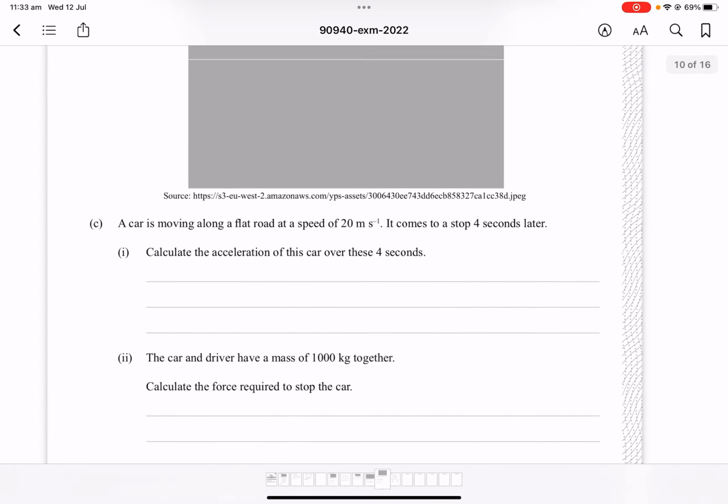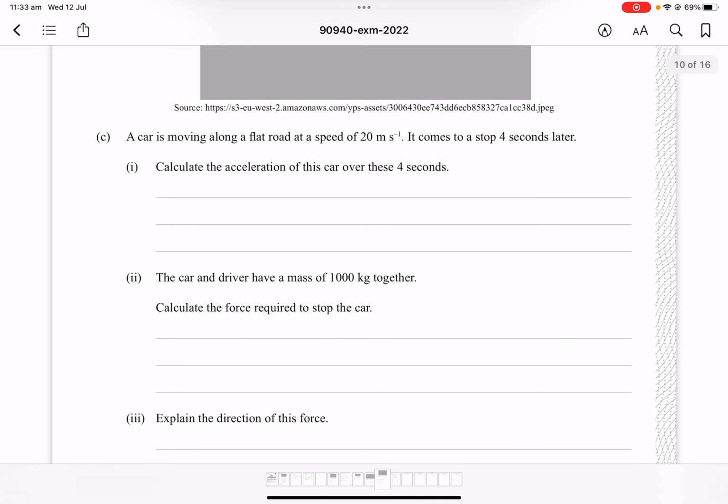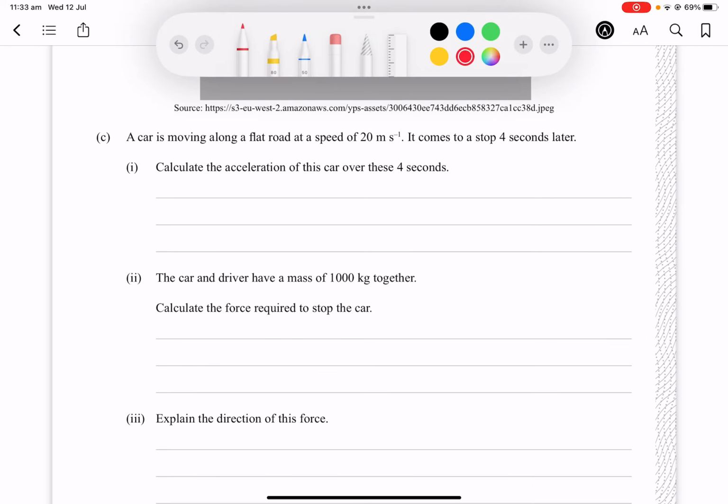Let's look at question C. A car is moving along a flat road at a speed of 20 meters per second. It comes to a stop 4 seconds later. So we want to calculate the acceleration of the car over the 4 seconds. In this case, the total amount of time it took for the car to come to a stop is 4 seconds, and it was moving at a speed of 20 meters per second. And we're going to assume a constant acceleration, or a constant deceleration in this case. So assume constant acceleration, so A.